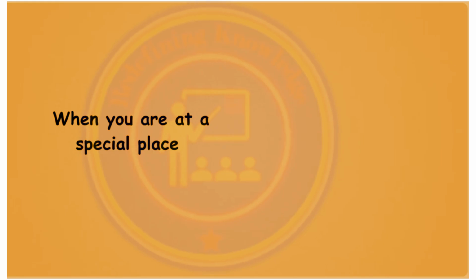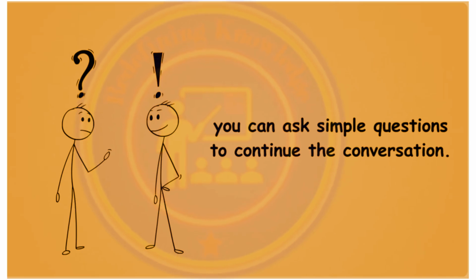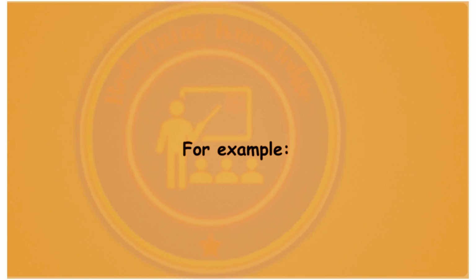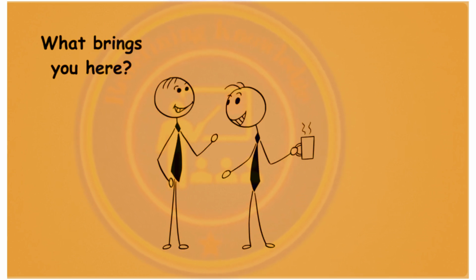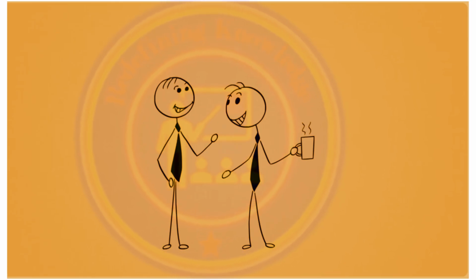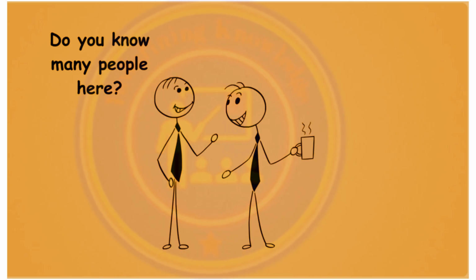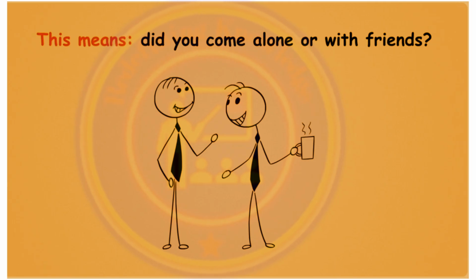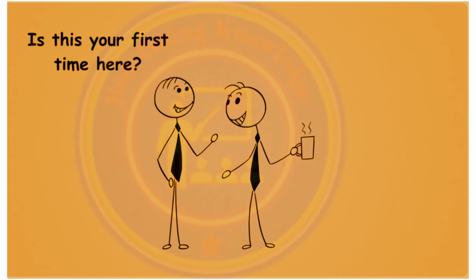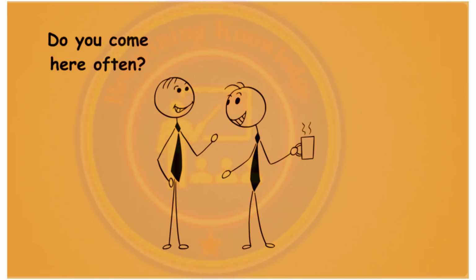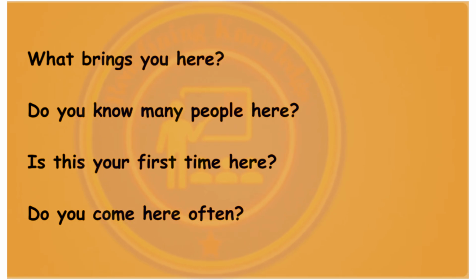Once you are at a special place like a party, event, or cafe, you can ask simple questions to continue the conversation. For example, you can ask, what brings you here? This means, why did you come here today? You can also ask, do you know many people here? This means, did you come alone or with friends? Another good question is, is this your first time here? Or do you come here often? All these questions help to keep talking.